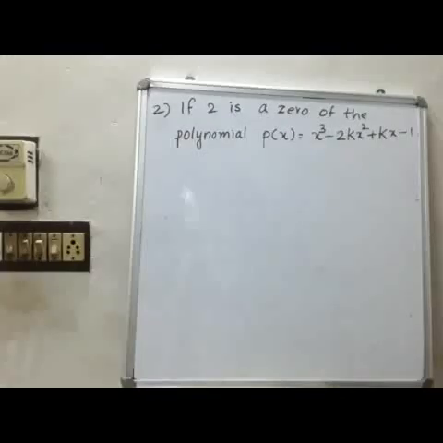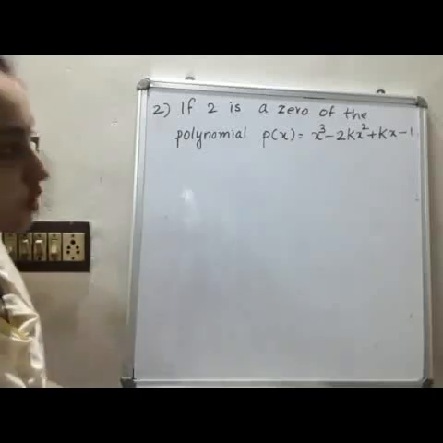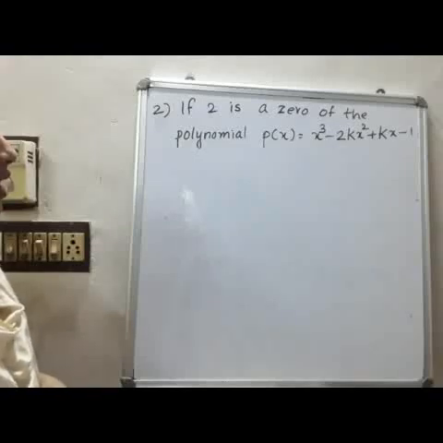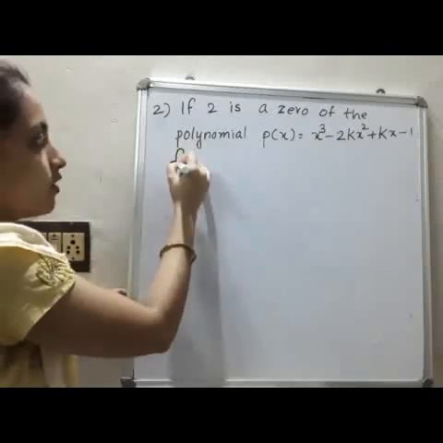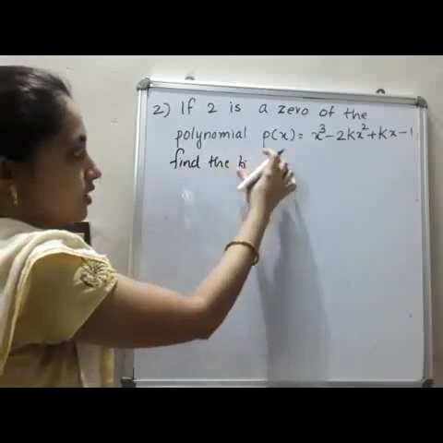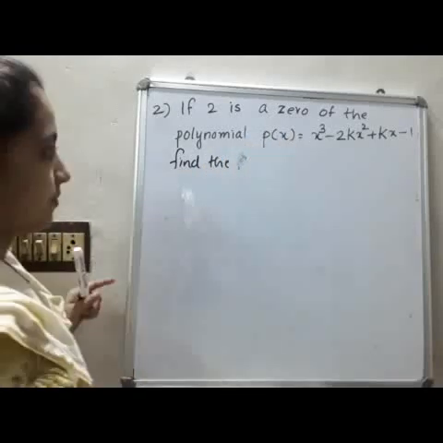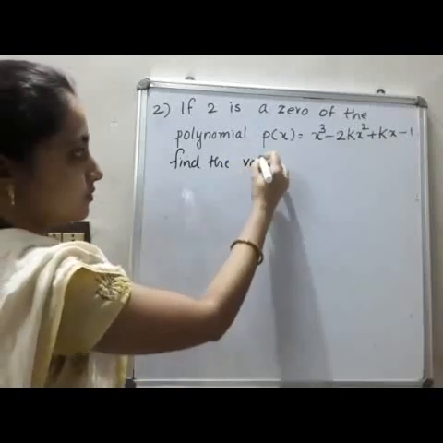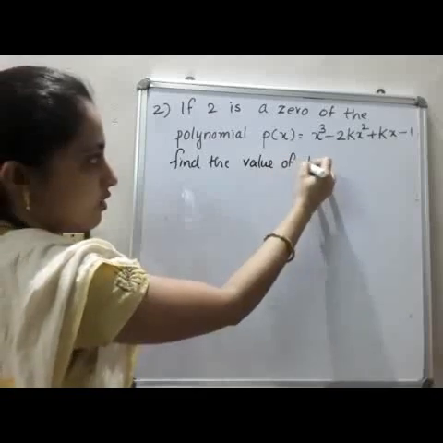If 2 is the zero of the polynomial p of x is equal to x cube minus 2kx square plus kx minus 1, find the value of k. That is our question.